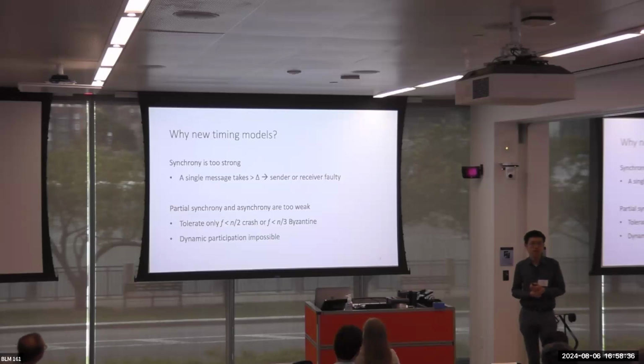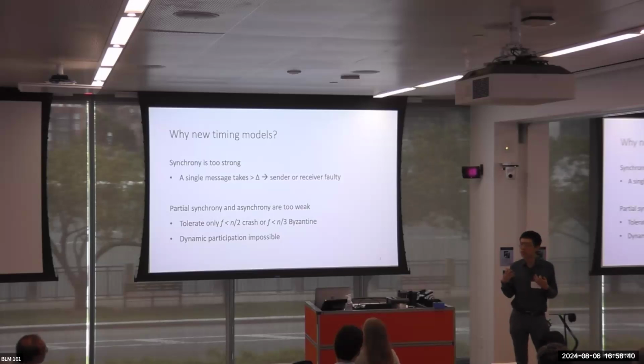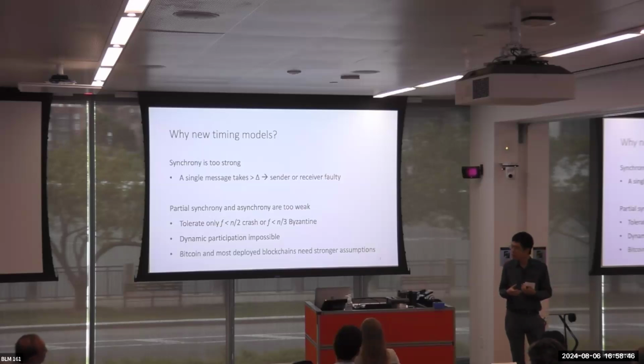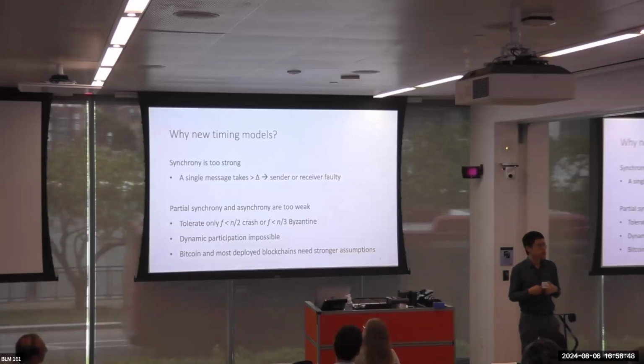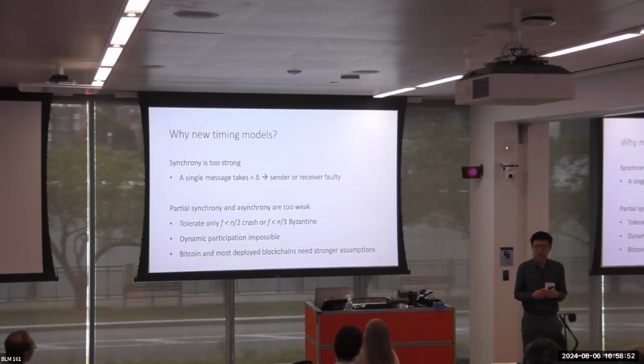Another reason is that dynamic participation is simply impossible in these models. And most of the deployed blockchain protocols, including Bitcoin, do provide dynamic participation. So they would fail miserably in partial synchrony or asynchrony.